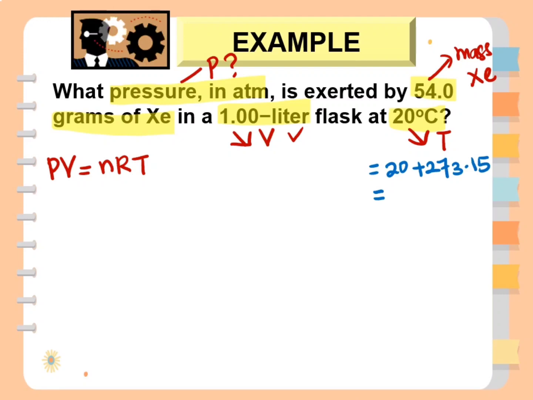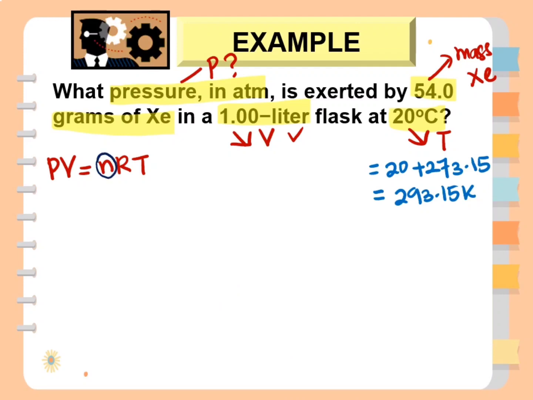So you will get the temperature is 293.15 Kelvin. So ini adalah nilai temperature. Okay, but pressure nak cari, volume dah ada kan, temperature dah ada, R pun dah ada dalam list of constant value. Macam mana dengan M? Macam mana nak cari M?